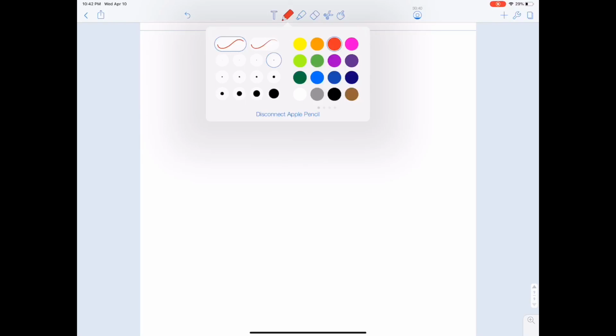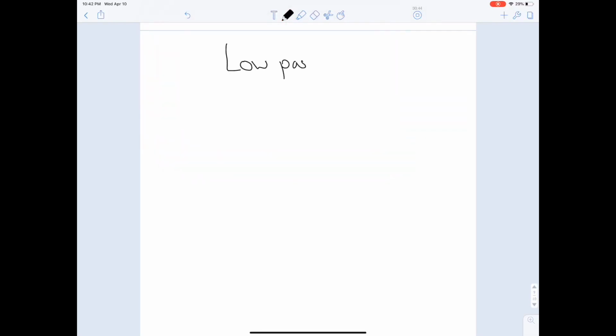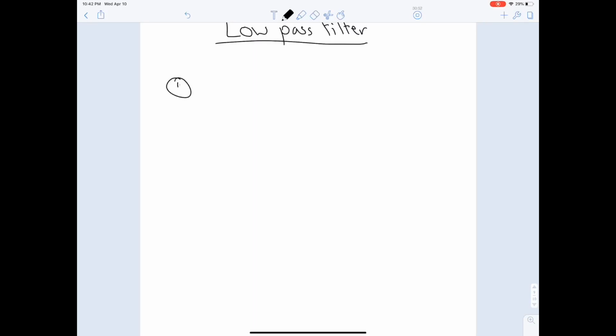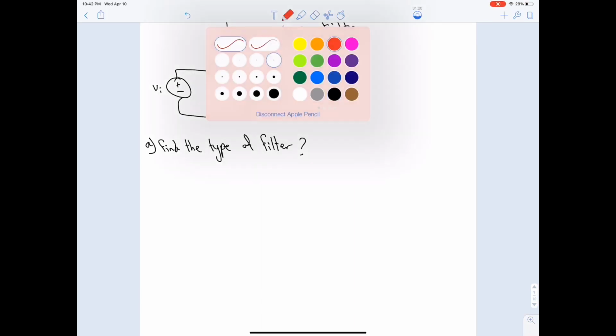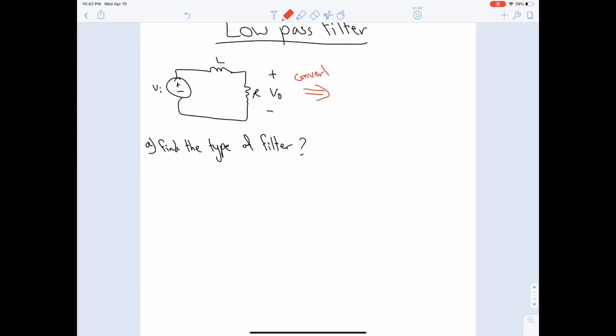Let's start with the low pass filter. Let's say we have this circuit: Vi with an inductor and a resistance. This is an ugly circuit anyhow, and the question is to find the type of filter. Now you already know that this is a low pass filter, but let's say that we don't know and we need to figure it out. As I said before, the first thing we need to do is convert it to the frequency domain. What happens to the Vi? Nothing, it stays Vi. The inductor becomes SL and the resistance stays R.